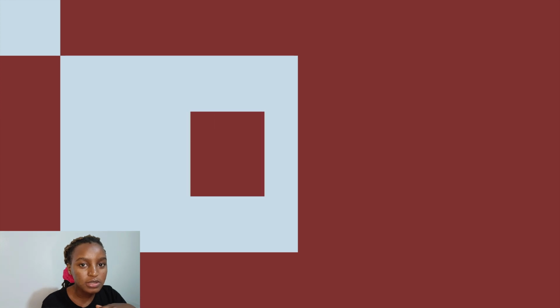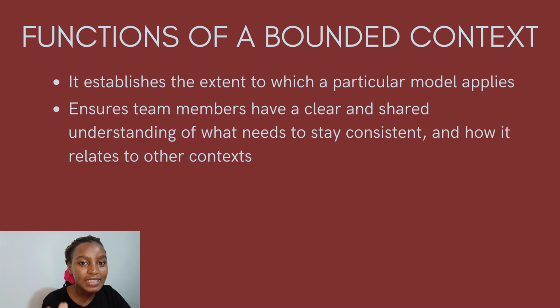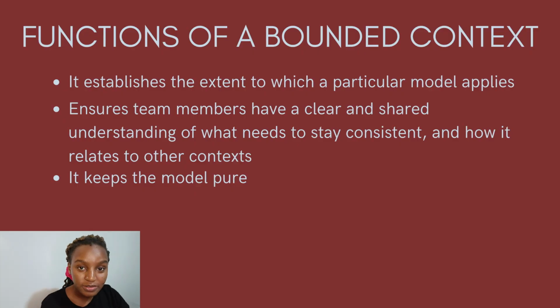Functions of a bounded context. Let's look at some of these functions. For one, it establishes the extent to which a particular model applies. I think that's very clear at this point. It ensures team members have a clear and shared understanding of what needs to stay consistent and how it relates to other contexts. So when the boundaries are very clear, then everyone knows their role, everyone knows specifically what they should be working on and not be working on in the first place. There's a lot of harmony even across teams because of this.